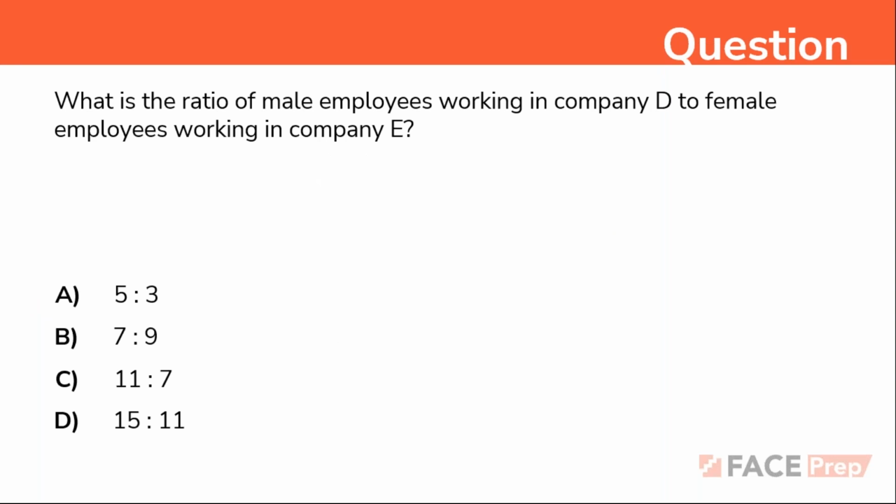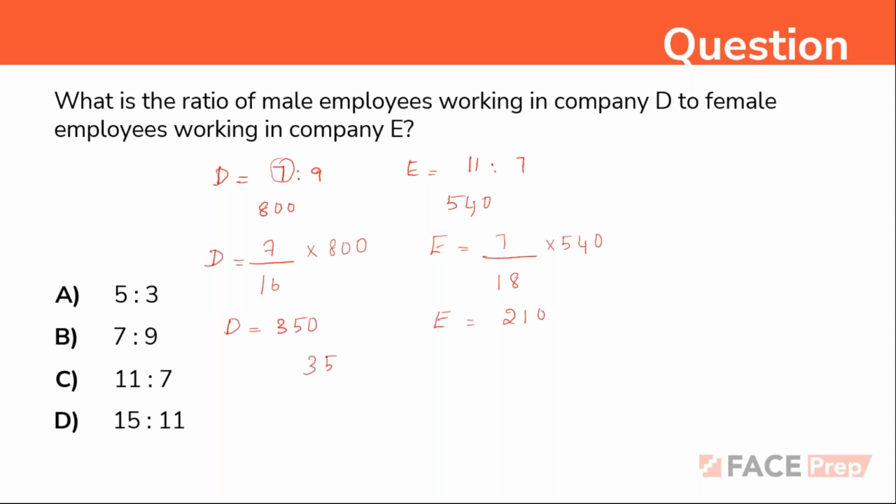Now I need to find the number of male employees in D, which is 7 in the ratio. What is 7 plus 9? That is 16. So 7 by 16 into 800 will give the number of male employees. For the female employees in E, it is 7 by 18 into 540. Now 16 into 50 is 800, so 7 into 50 is 350. So the number of male employees is 350 and the number of female employees is 210.